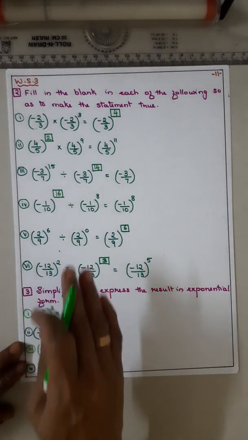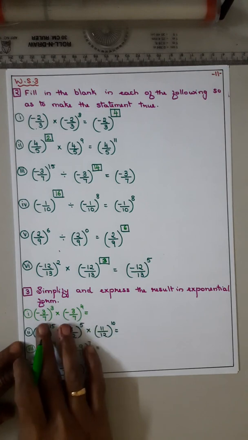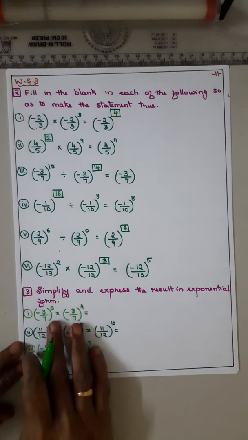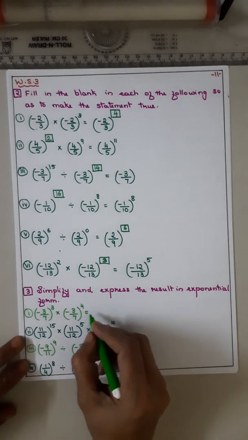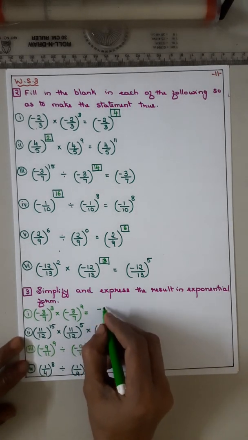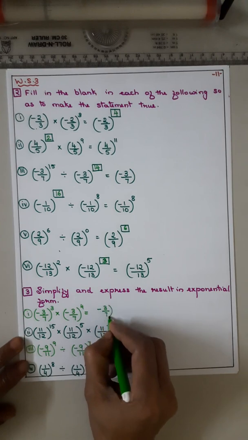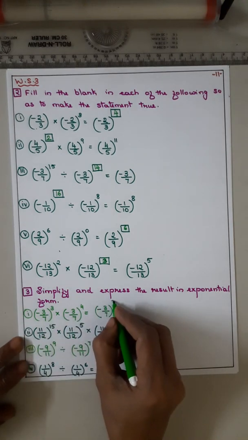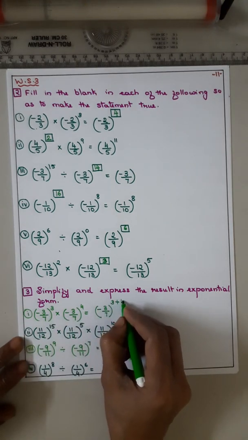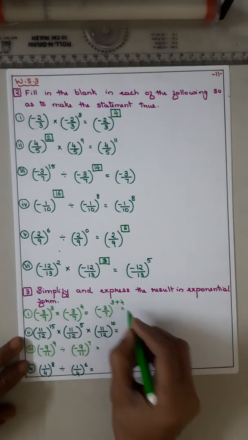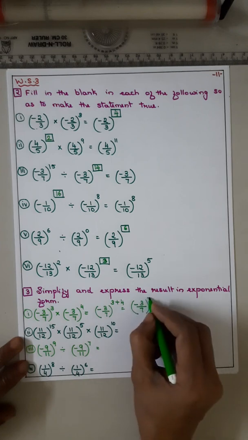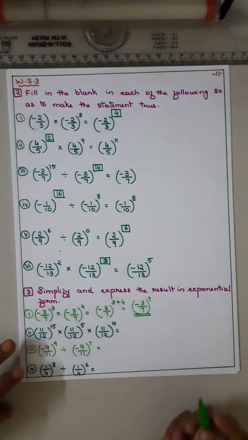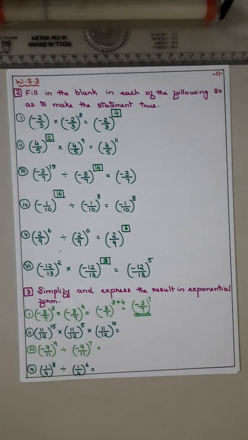Now same, here the bases are same and multiplication sign, meaning what to do? Add the powers. So the question: (-3/7) is the base and power is 3 plus 4. You have to add. So it will be (-3/7) the whole power 7. Please put the bracket.